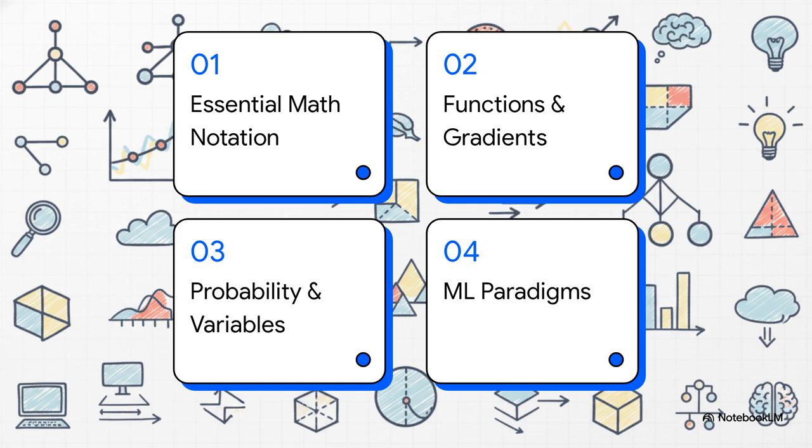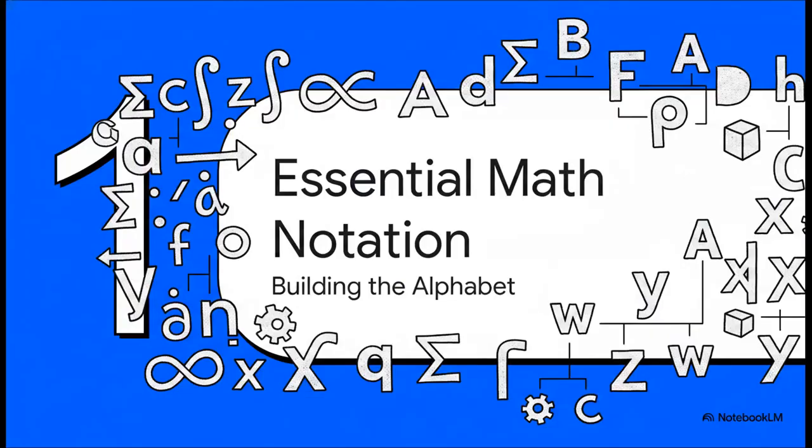First up, essential mathematical notation. Second, functions, derivatives, and gradients. Third, probability and random variables. And finally, we'll wrap up with machine learning paradigms. Let's kick things off with Section 1, essential mathematical notation, or basically, building our alphabet.